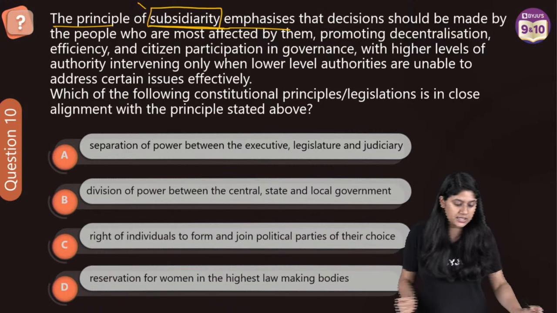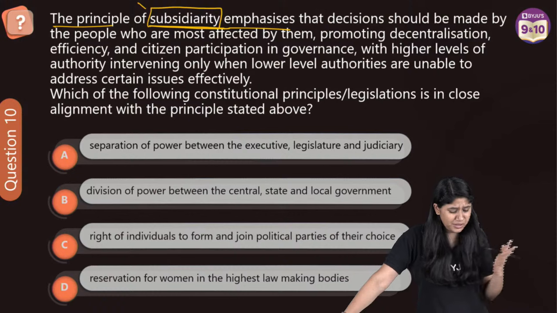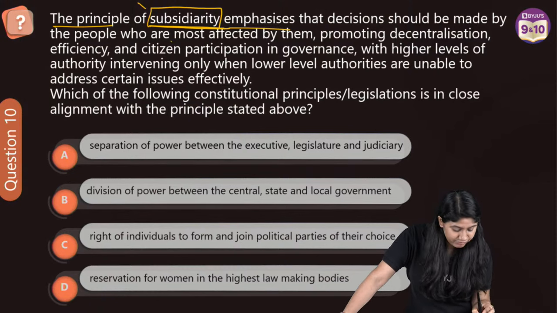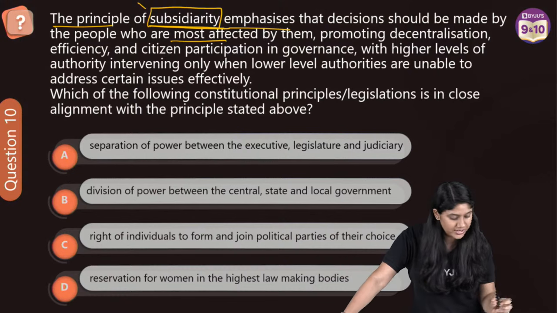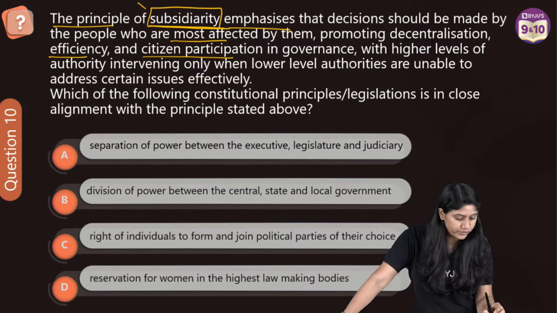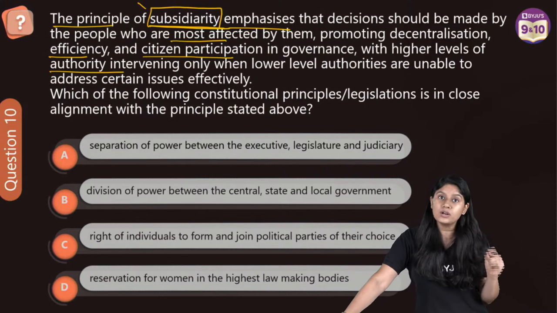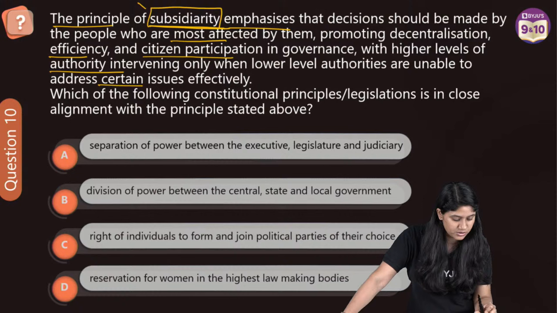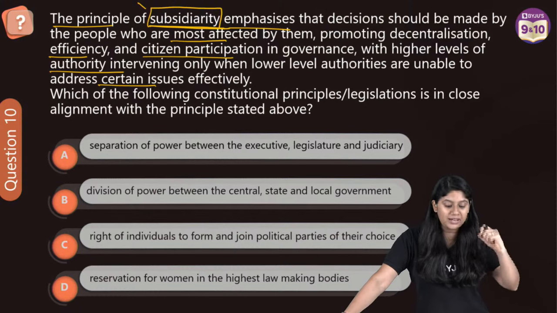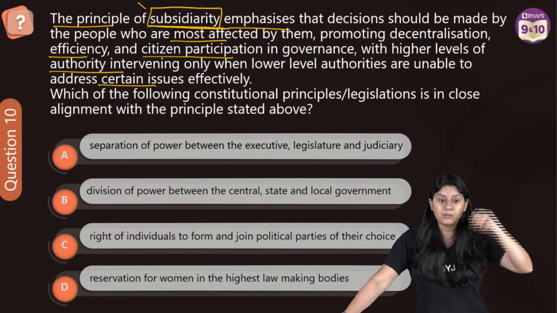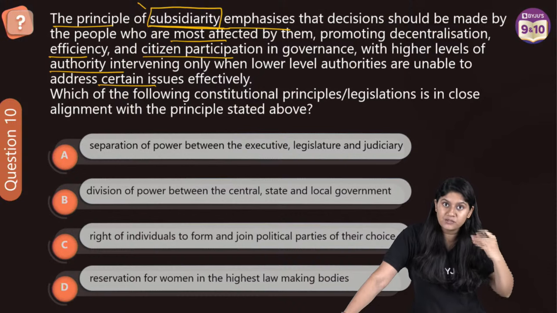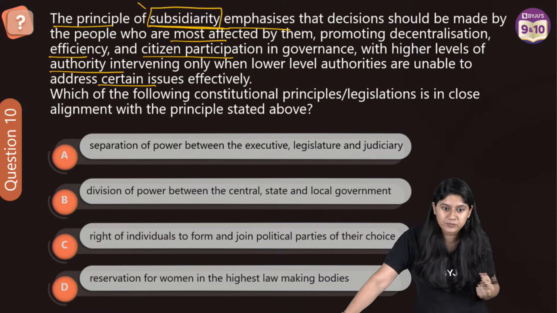The principle of the subsidiary emphasis that the decision should be made by the people who are most affected by them, promoting decentralization, efficiency, citizen participation in the government, and with a higher level of authority intervening only when the lower level authorities are unable to address certain issues. Which of the following constitutional principle or the legislation is very close to the alignment with the principle which is stated above? Very easy question, right? Though the question looks really very big, if you read it and understand it, you will be able to find the answer. It's such an easy question.